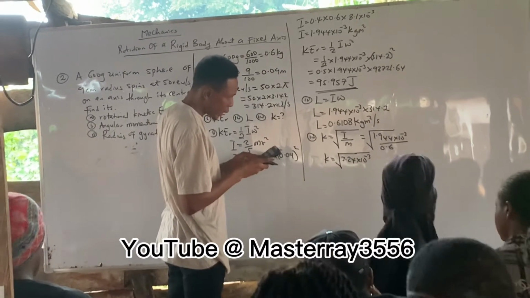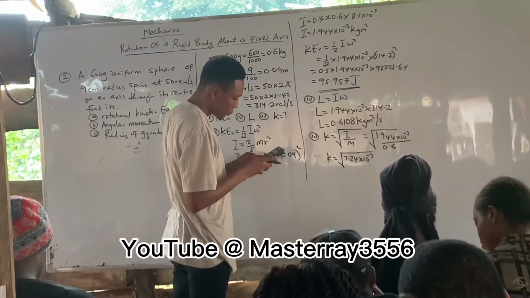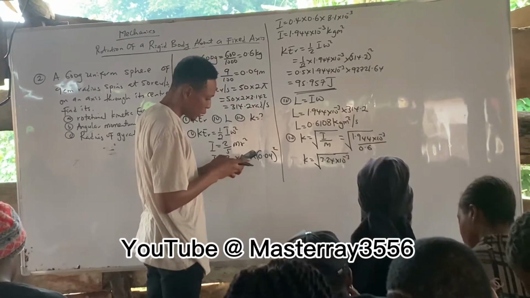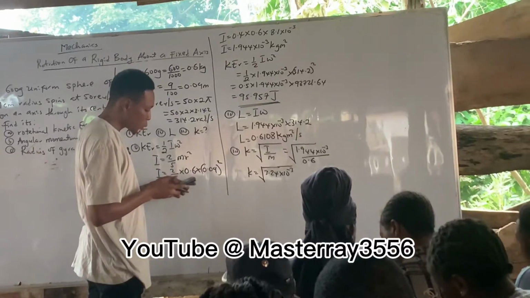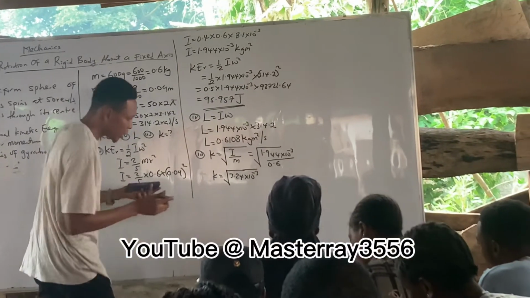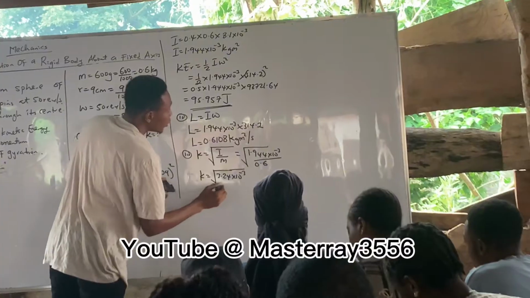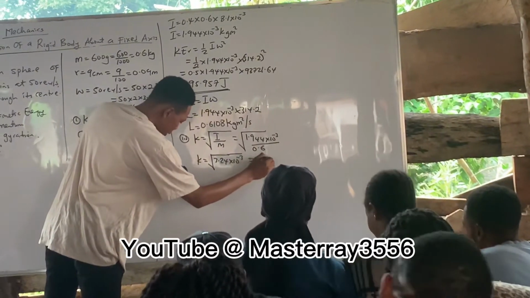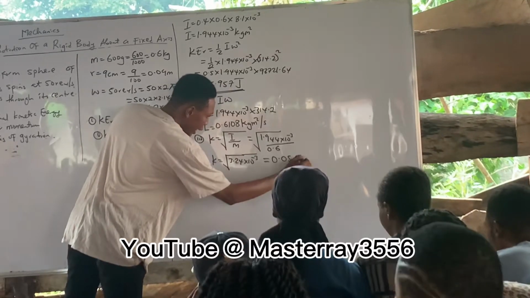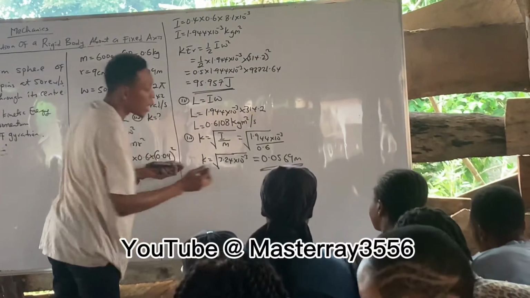1.944 exponential minus 3 divided by 0.6 gives 3.24 times 10⁻³. So what's the square root of that? 0.0569. So our final answer there gives us 0.0569 meter. So that's our answer.